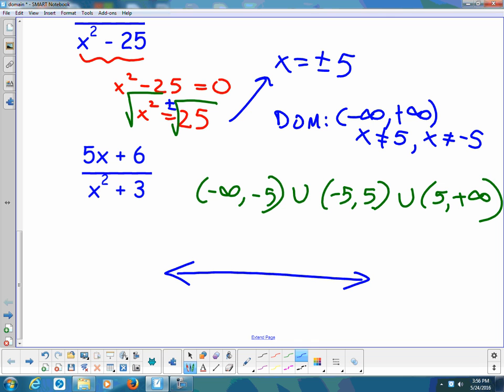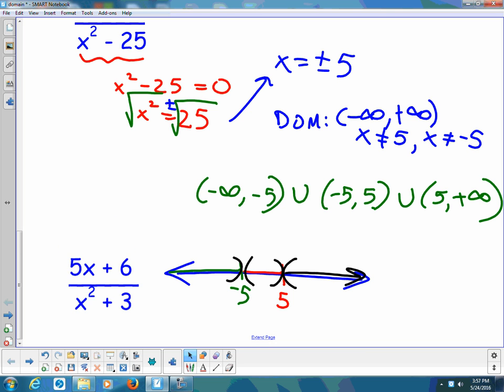So, in other words, on our number line, we can have everything from this all the way up to negative 5, but not including the negative 5. Then we can have everything in this interval from negative 5 to positive 5. And then we can have everything in this interval from 5 on. So, again, we're talking about intervals like this. All right, let's take a look at this next example.